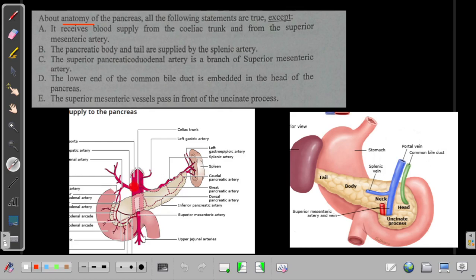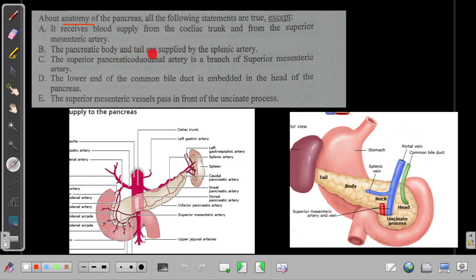The celiac trunk will give the common hepatic artery, which will give the gastroduodenal artery. From the gastroduodenal artery, we will have the superior pancreatico-duodenal artery, which will supply the duodenum and the head of the pancreas. And from the superior mesenteric artery, we will have the inferior pancreatico-duodenal artery. So this statement is true. The celiac trunk and superior mesenteric artery both contribute to the blood supply of the pancreas.